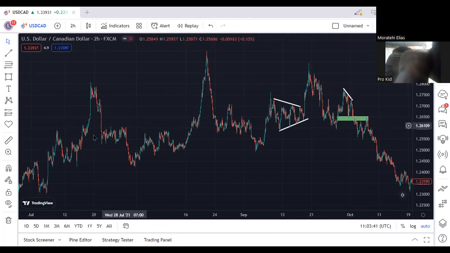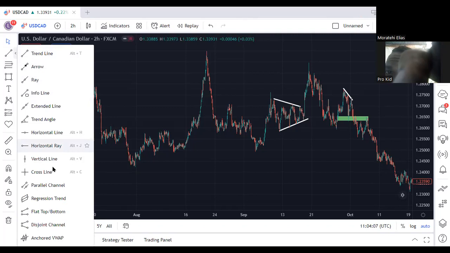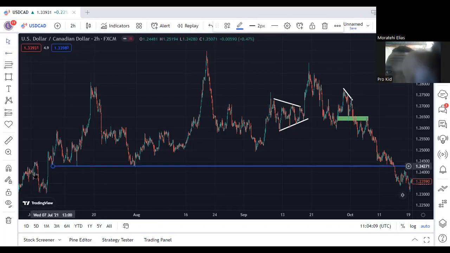We had a consolidation. Whenever there's a consolidation, where was the consolidation? You need to pay attention. As you can see, the consolidation was here, and then the market pushed all the way down to this support that was created on the left-hand side. Let's get the horizontal line. Can you see it?